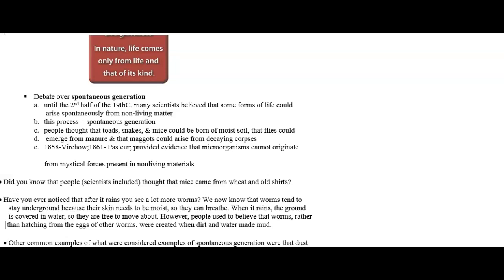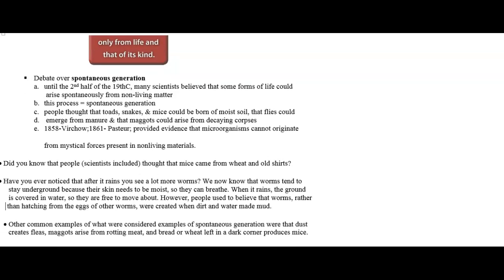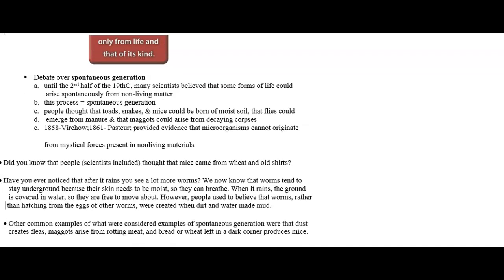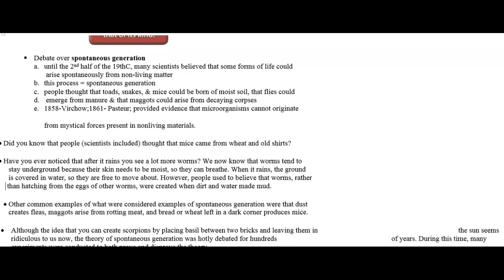They're like, yeah, that happened at my house too. Wow. But we know it's not true, right? That's not what happened. What happened was the flies came in and laid eggs in the meat. The eggs hatched into the maggots. And they used to think that mice came from wheat and old shirts. Again, they didn't know how they all reproduced.